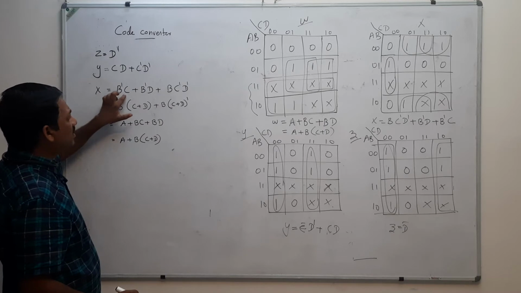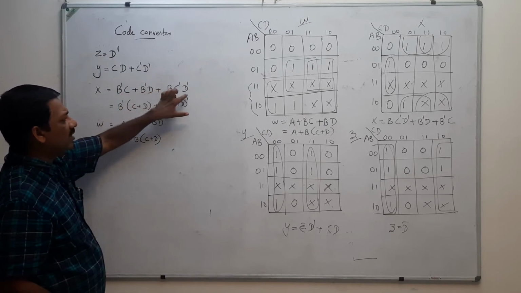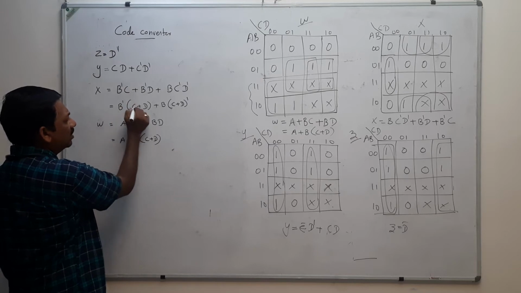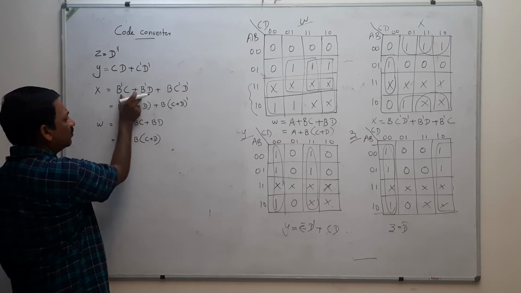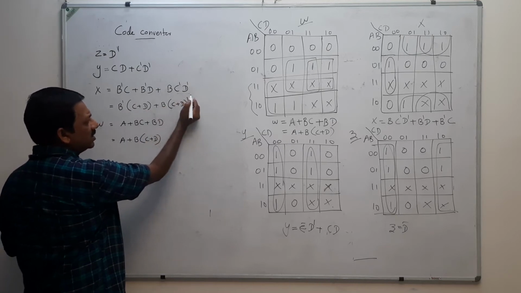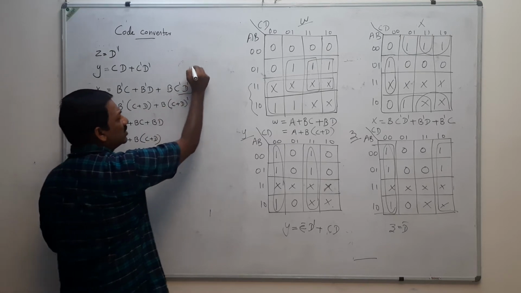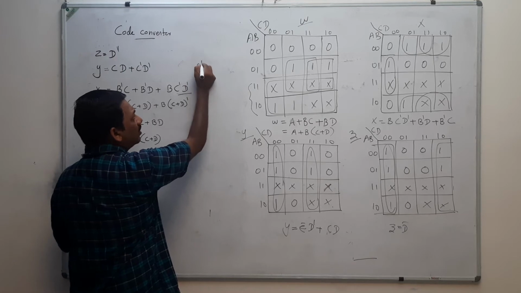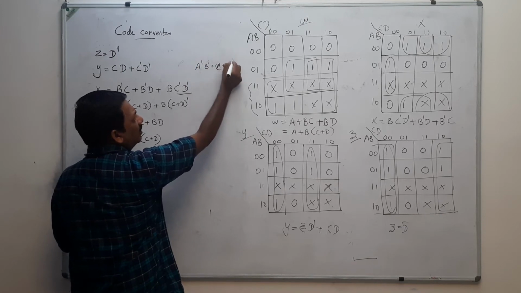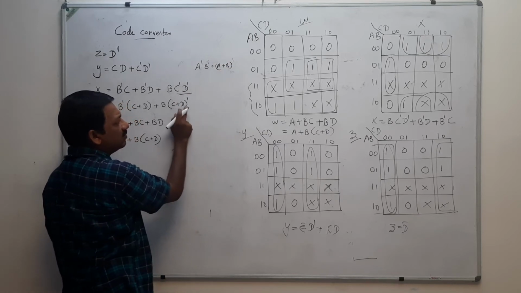X is B bar C plus B bar D plus B C bar D bar. That is, here the common factor is B bar, and in brackets B bar into C plus D plus B into C bar D bar. What is C bar D bar? C bar D bar is equal to C plus D the whole bar. Just like A bar B bar is equal to A plus B the whole bar.